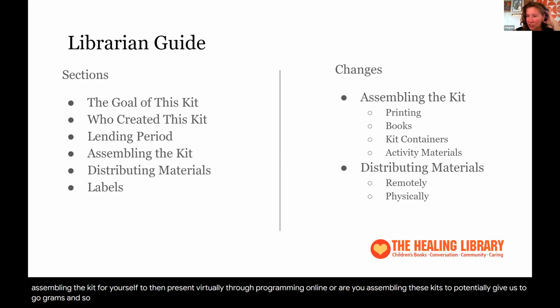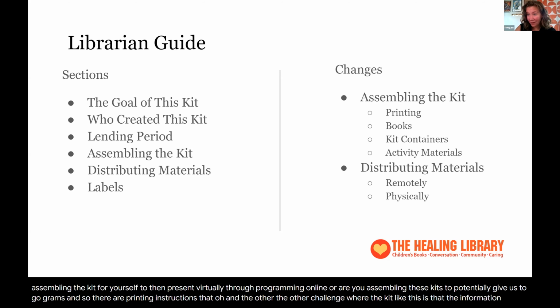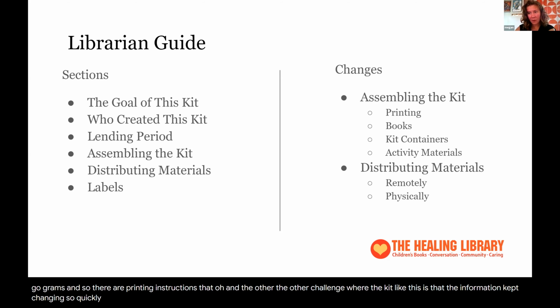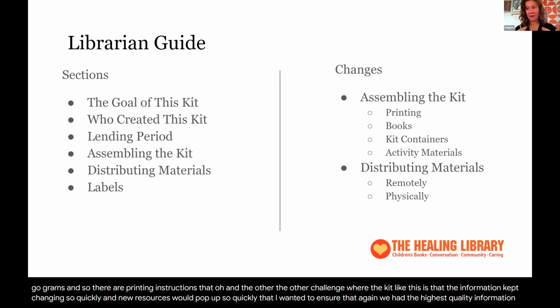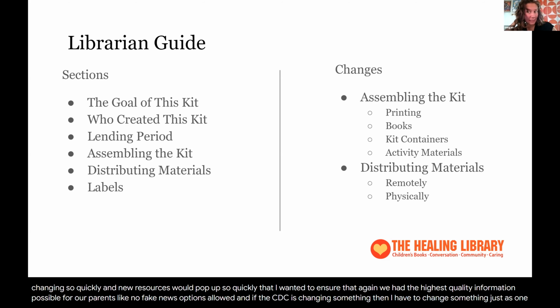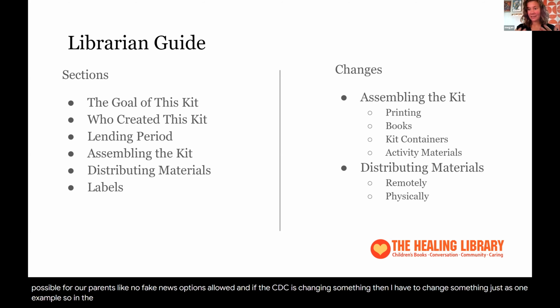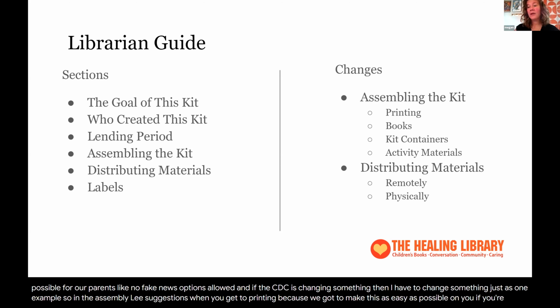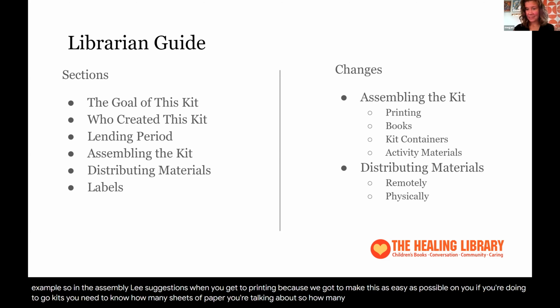And so there are printing instructions. And the other challenge with a kit like this is that the information kept changing so quickly and new resources would pop up so quickly that I wanted to ensure that we had the highest quality information possible for our parents. No fake news options allowed, and if the CDC is changing something, then I have to change something, just as one example. So in the assembly suggestions, when you get to printing, because we've got to make this as easy as possible on you, if you're doing to-go kits, you need to know how many sheets of paper you're talking about. So how many sheets of paper are going to be in this thing?